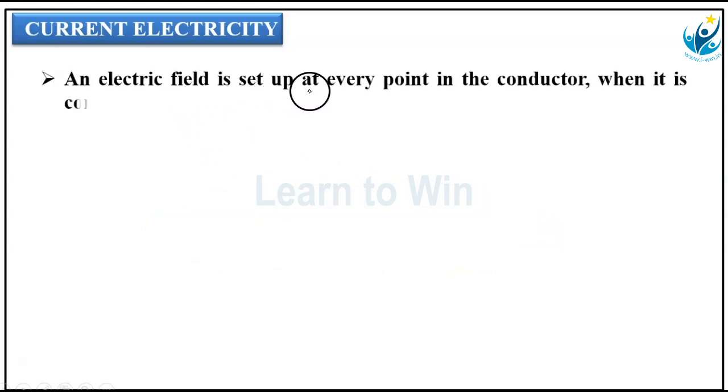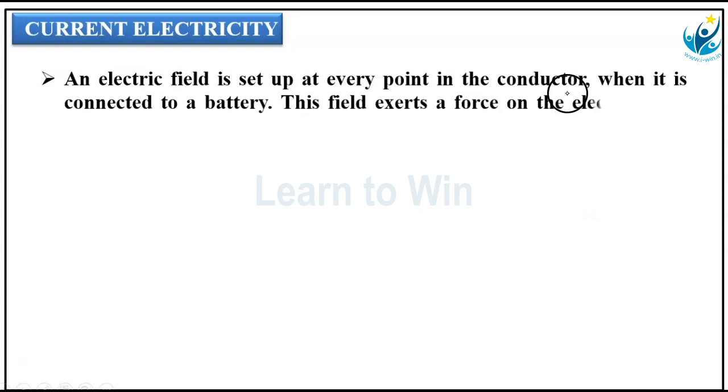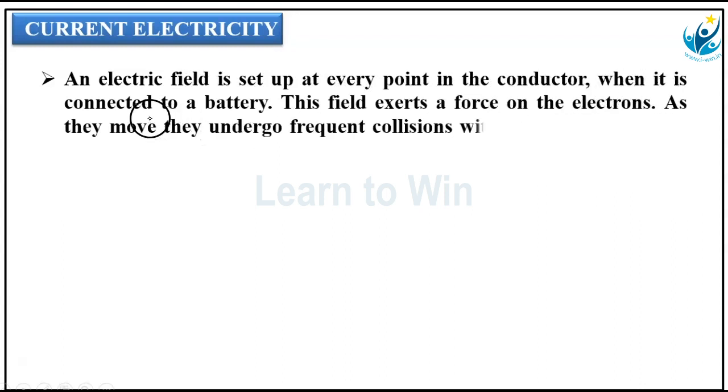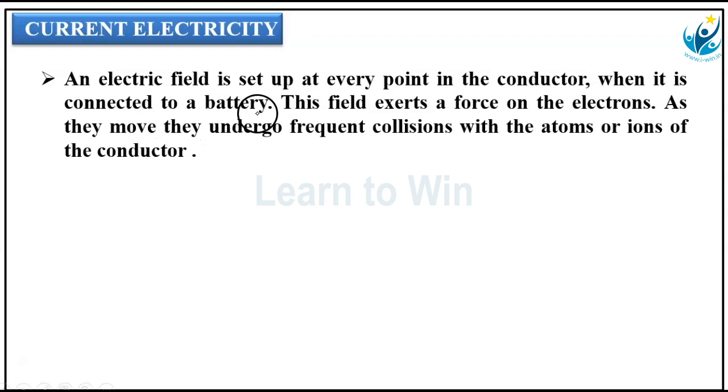An electric field is set up at every point in the conductor when it is connected to a battery. This field exerts a force on the electrons. Force is acting, which means according to Newton's second law, F equals ma. Force is acting on the free electrons due to the applied electric field while the conductor ends are connected to a battery.